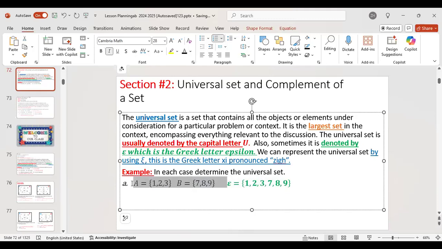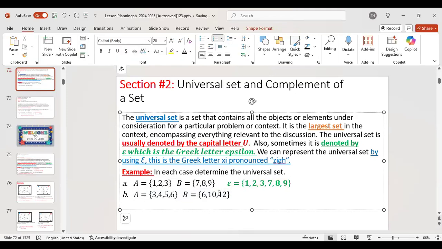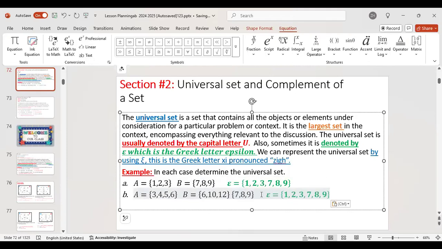So let's do another one right here. Let's say we have the set 3, 4, 5, and 6, and let's say we have 6, 10, and 12. For this one, what's going to be the universal set? Help me out. What's going to be in the universal set for this one?